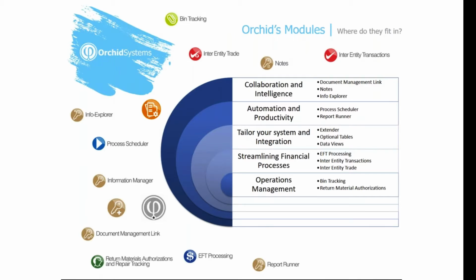At this stage, we have a large number of modules falling into these broad categories: collaboration and intelligence, and in that area today, I'm going to be discussing Info Explorer. We also have a couple of modules that support automation and productivity when using Sage 300. And in tailoring your system and integration, we have Extender, optional tables and data views. Part of the discussion today is going to be on using optional tables for your budgeting and forecasting. In streamlining financial processes, we have EFT, inter-entity transactions and inter-entity trade, and a couple of modules in operations management: bin tracking and return material authorizations.